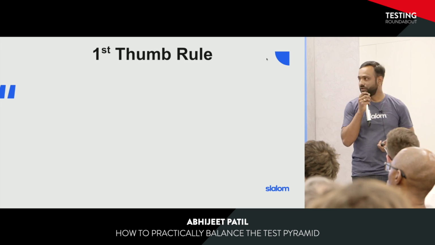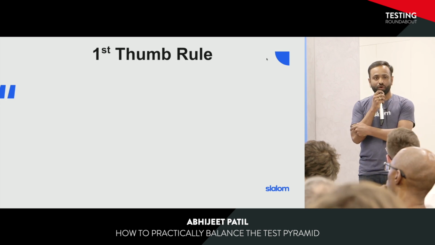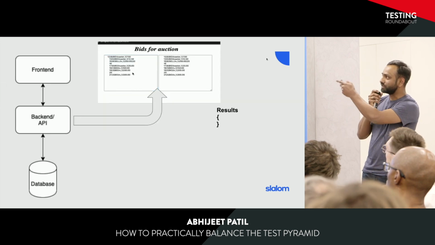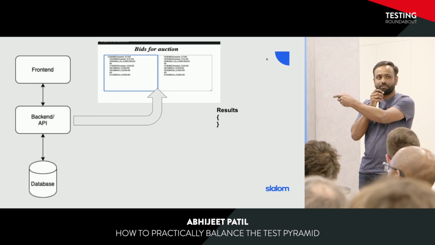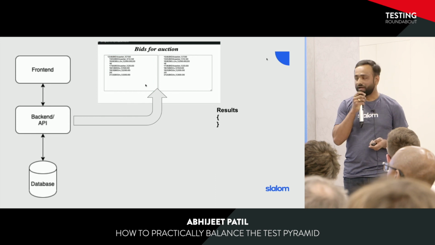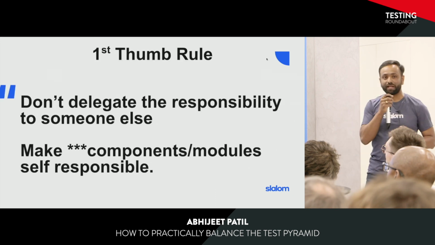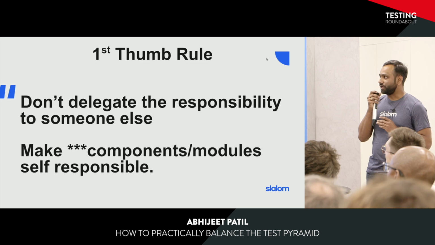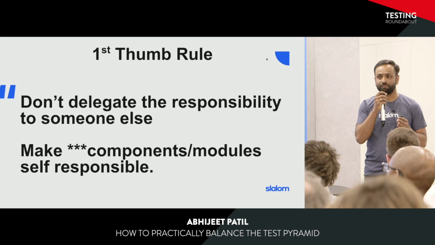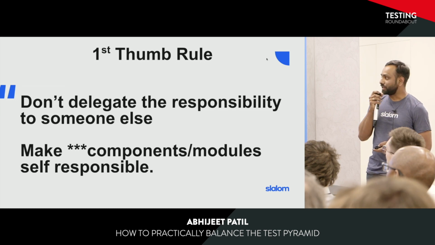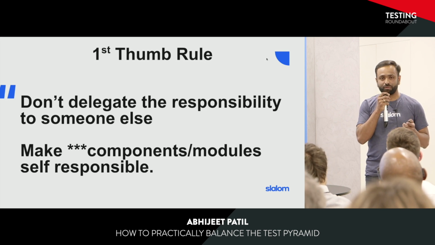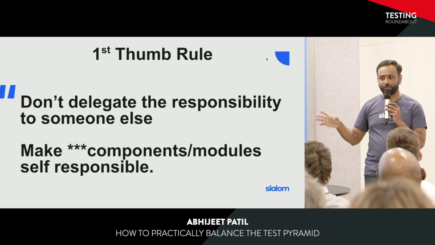So the first thumb rule, if you want to test this application: for example, if I want to validate all the elements on the screen, I don't want my end-to-end test to do that. The first rule is don't delegate the responsibility to someone else, like an end-to-end test. Let the responsibility stay right there with your model itself. That's what I want to hint at: your unit test. Wherever your code is, you make sure you test it there and then itself.